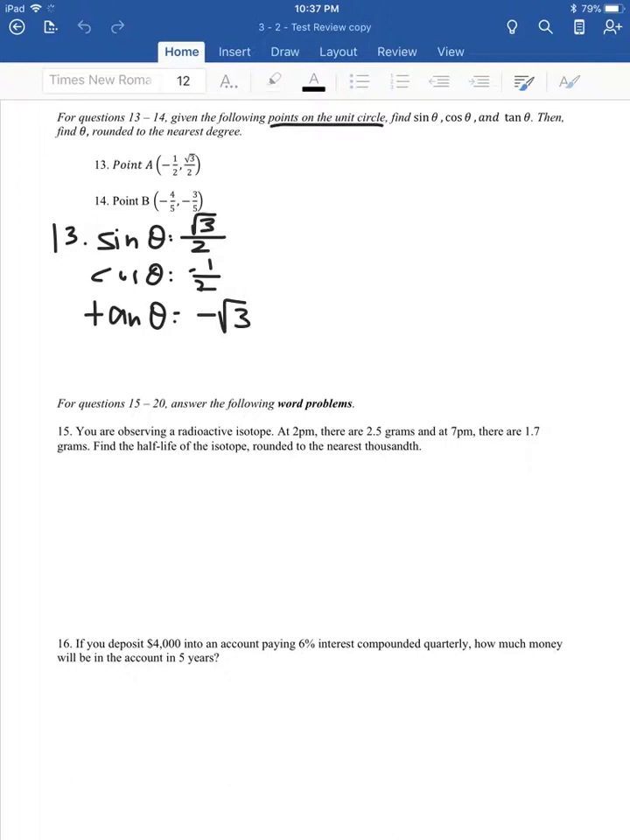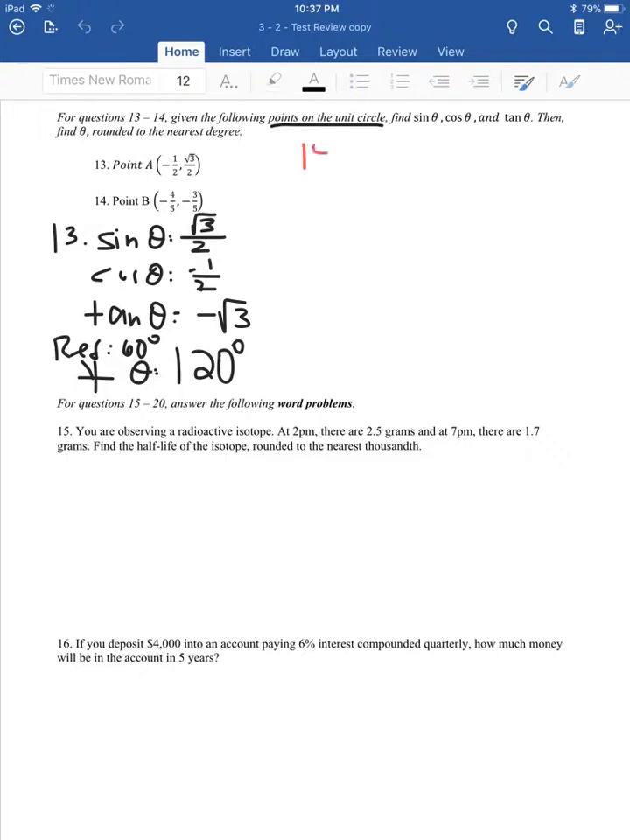Okay, so you should be able to recognize that my reference angle in this case is 60 degrees. Okay, but because only sine is positive, I'm going to be in the second quadrant. If my reference angle is 60 degrees in my second quadrant, then I am going to be at 120 for theta. So theta equals 120 for that one.